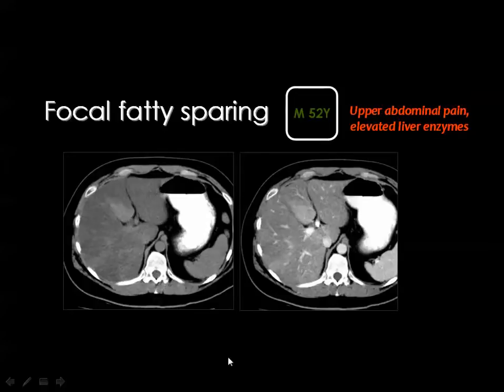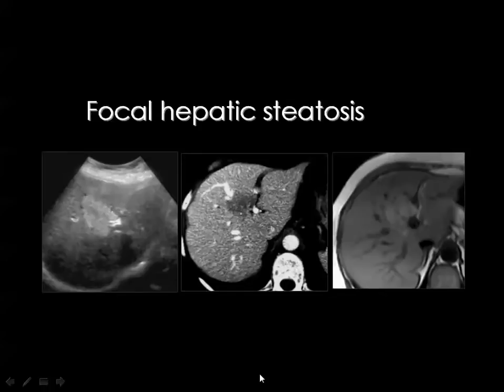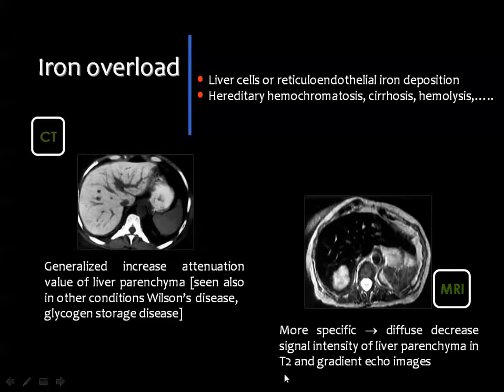But if you use the same criteria, that vessels are seen crossing through this area undisturbed, you know that this is not a pathology, but it is normal hepatic tissue. And this is an area of focal fatty sparing in the caudate lobe. In ultrasound, you know that fat is echogenic, and this is the CT scan, and you see the vessels. And by MRI also you can confirm the diagnosis if you have the in-phase and out-of-phase imaging, as I have mentioned in the lecture of the anatomy.